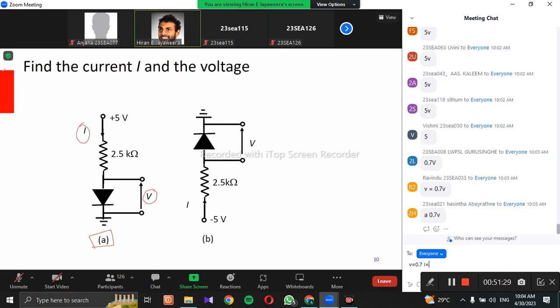The current, you can give me the answer as a fraction, this divided by this. That's all right. I need the current and voltage for circuit A.